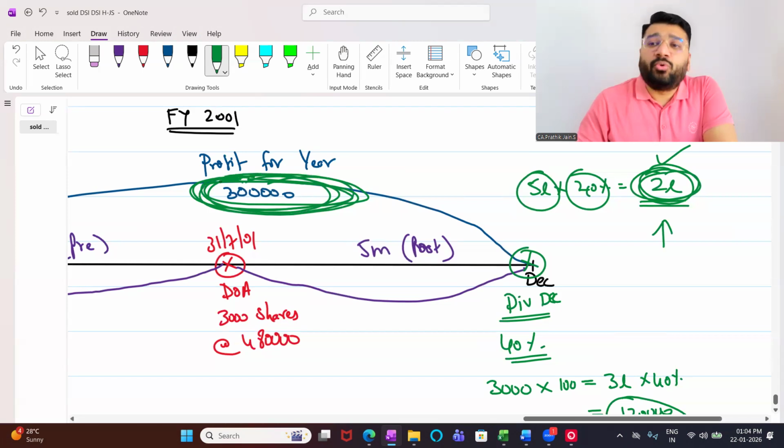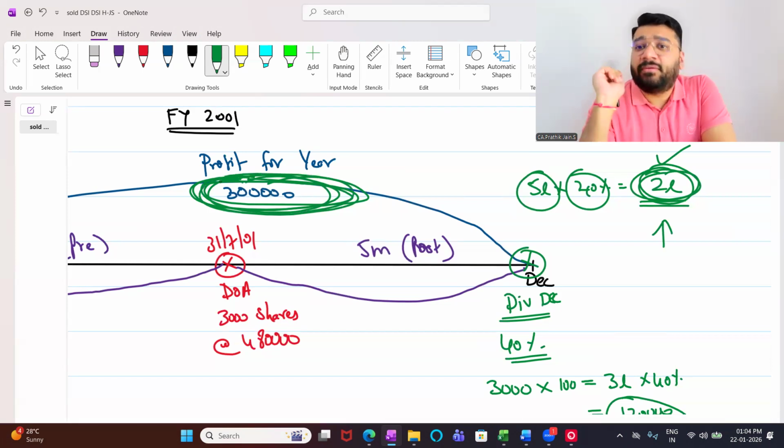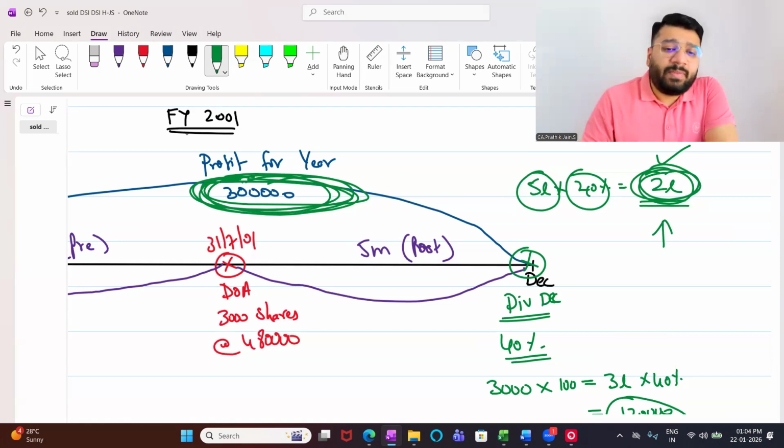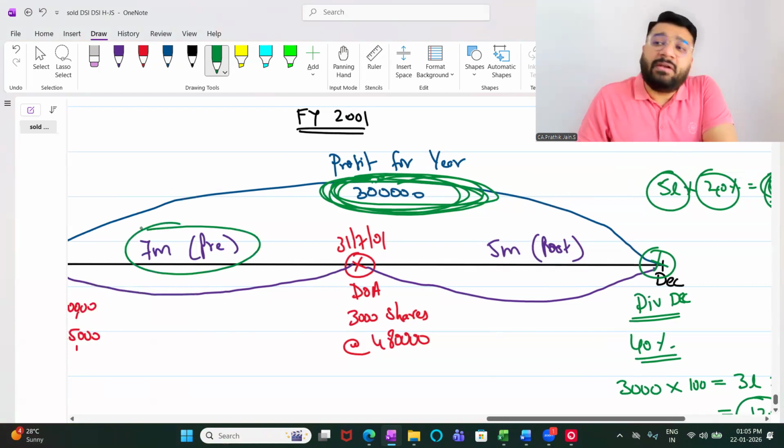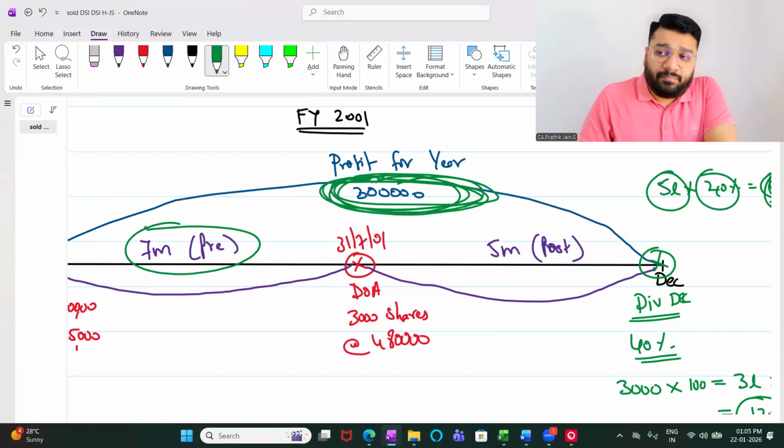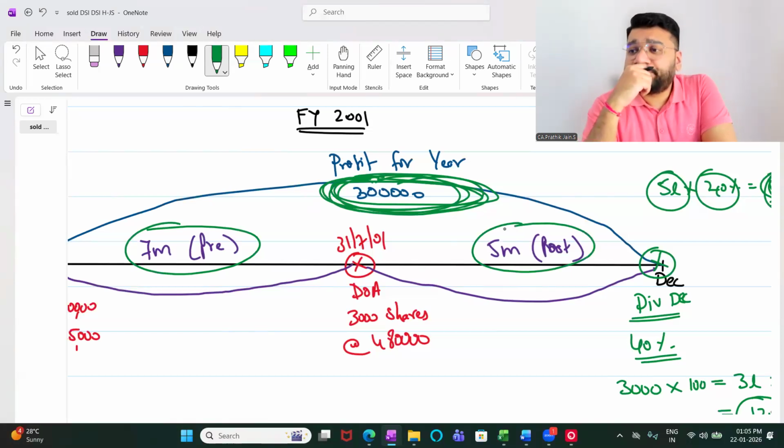Out of 3 lakh profit, do I have sufficient current year profit to pay the dividend? Yes. Okay, so this 2 lakh dividend is paid out of the current year's profit. 7 months is pre-profit, so the dividend will be paid from the pre-profit for 7 months and from the post-profit for 5 months. Okay, not okay?